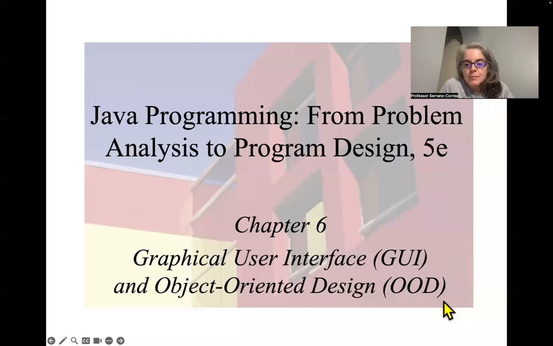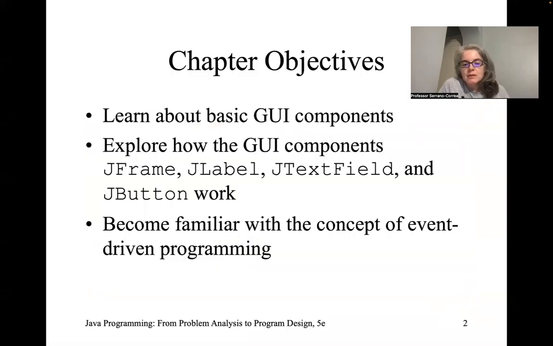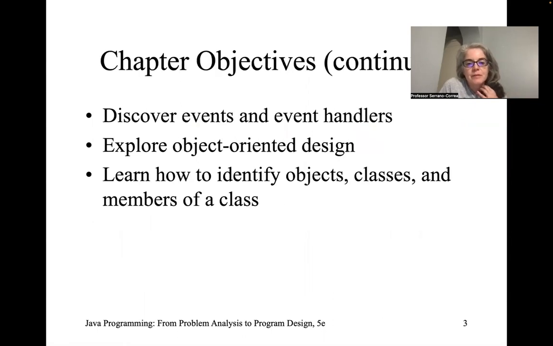So in this video, we're going to cover the basics of GUI components, so the graphical user interface components. We're going to explore how these components, JFrame, JLabel, JTextField, and button work, and then become familiar with the concept of event-driven programming. We're going to look at different events and event handlers, and then we're going to stop there with this particular video. And then we'll come back and talk about object-oriented design, objects, classes, and members of classes.